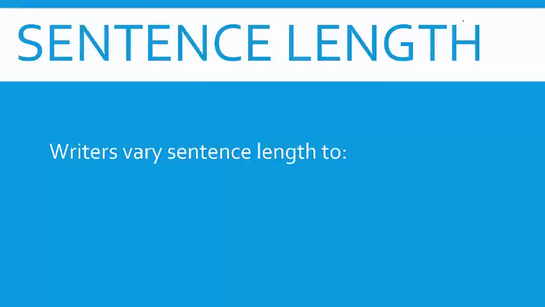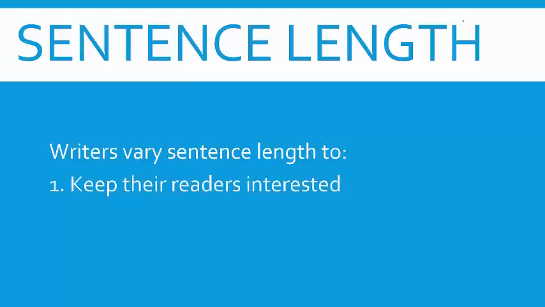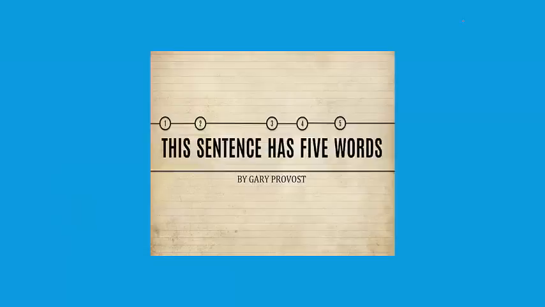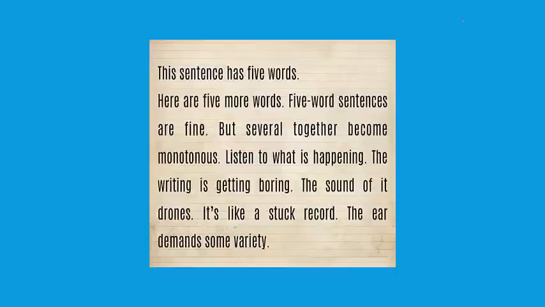So writers have to vary sentence length in order to do the following things. First of all, keep their readers interested. And second of all, control what the readers pay attention to. So here's a great example of that, by Gary Provost. This sentence has 5 words. Here are 5 more words. 5-word sentences are fine, but several together become monotonous.